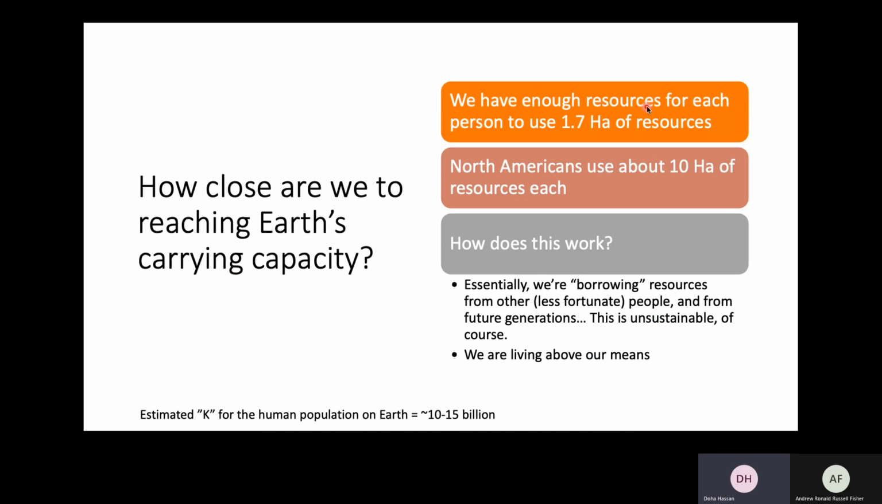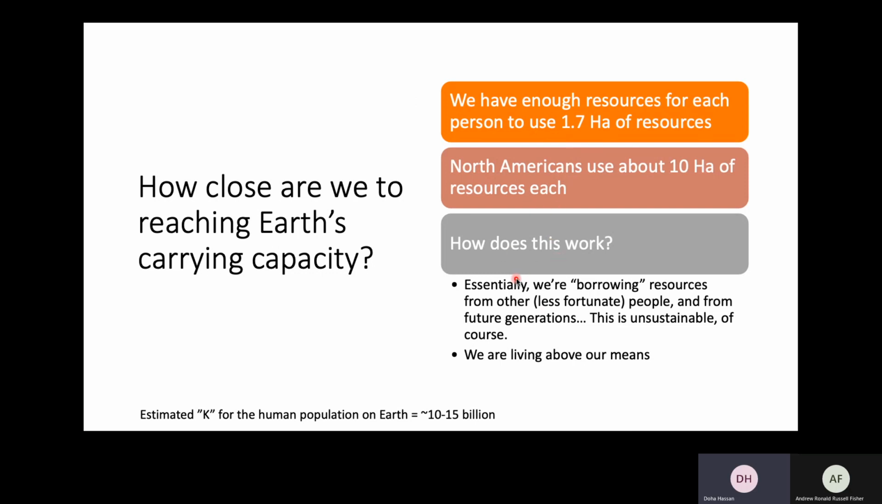So we have enough resources for each person to use 1.7 hectares of resources from the Earth, but North Americans alone, and this isn't even considering other populations, use about 10 hectares of resources per person. So this is obviously not going to work out, right? Right now it's fine because our population size is quite low with respect to how high it could be, but obviously you can imagine that at some point we are going to start running into trouble with this. So how does this work?